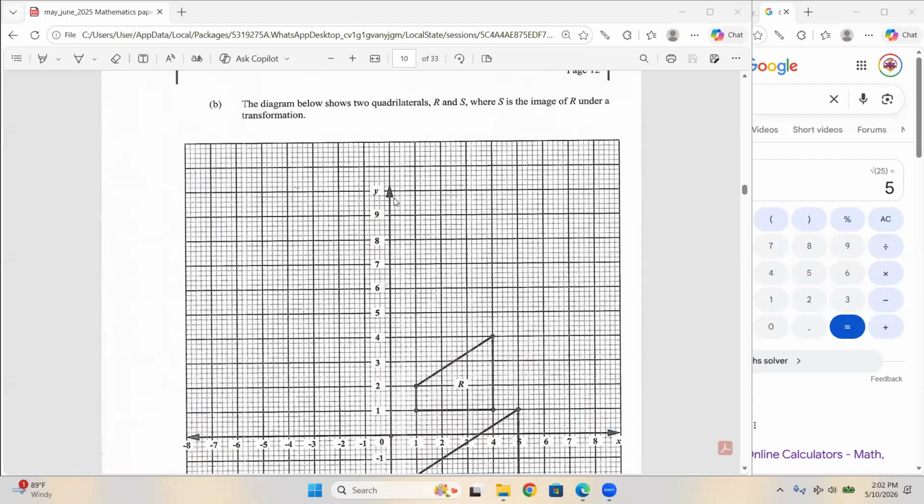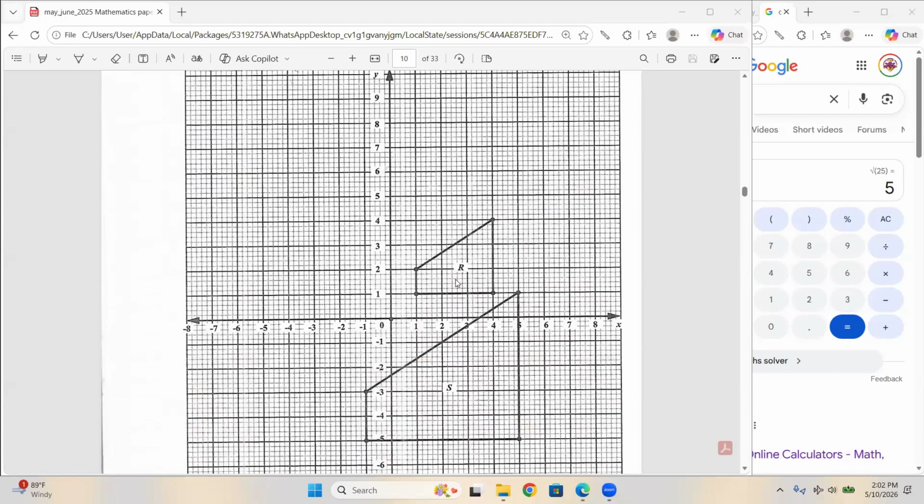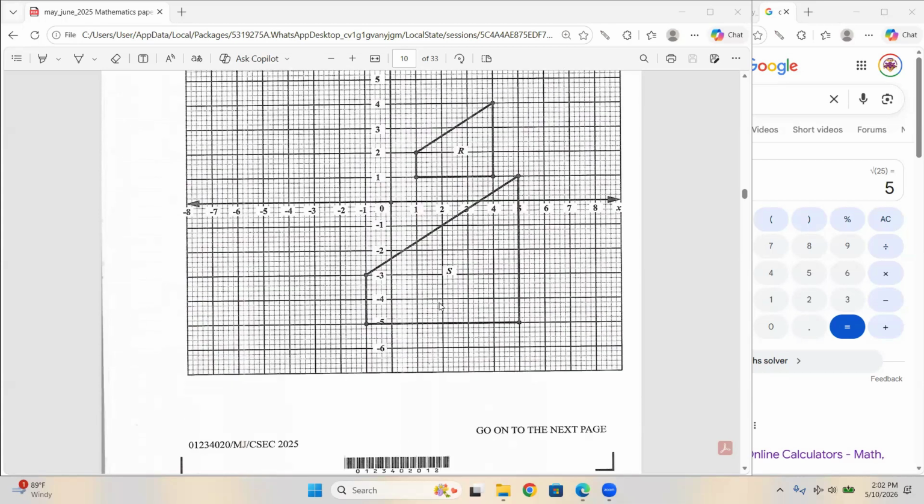The diagram below shows two quadrilaterals, R and S, where S is the image of R. On the transformation, S is the image of R, so R is the original. Cool. The image I'm looking at is bigger, so it's an enlargement for sure. Beautiful choice.